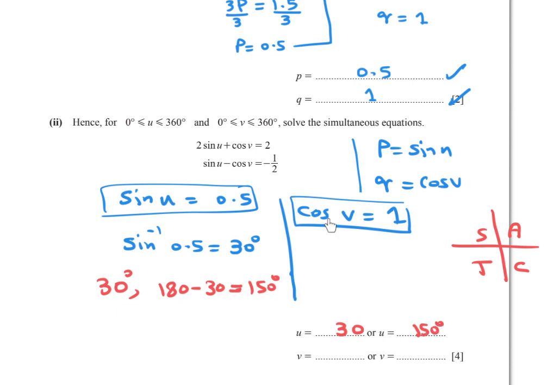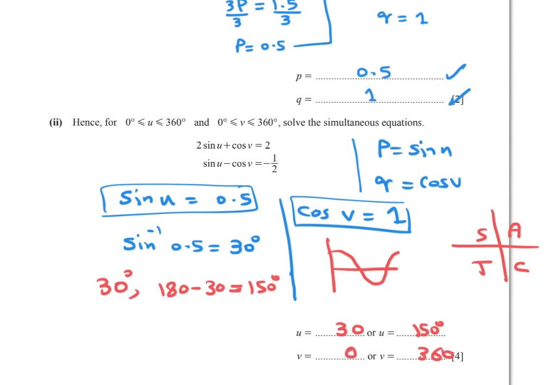Now cosine of v equal 1. You can find the angle which has cosine 1, or you can use the graph for the cosine. Cosine equal 1 at 0 and 360. So you can write 0, 360.